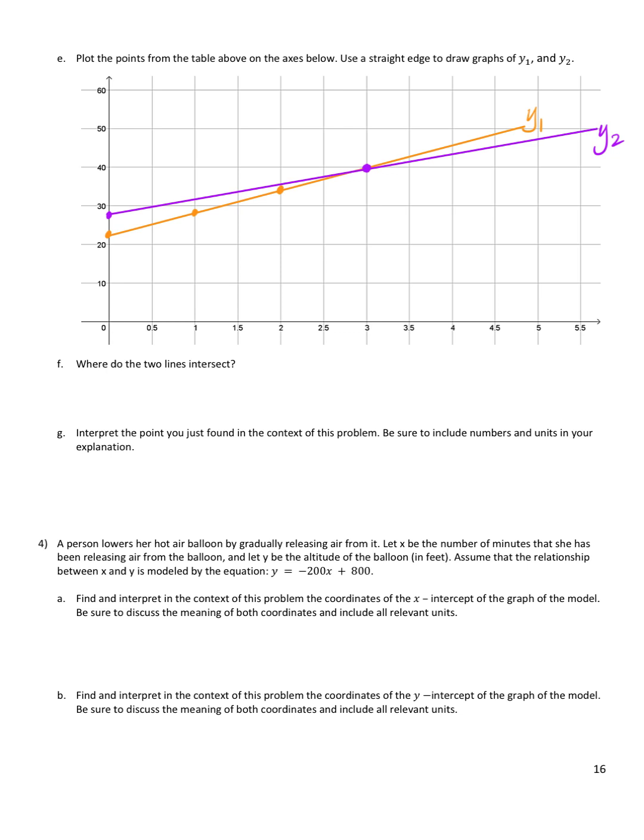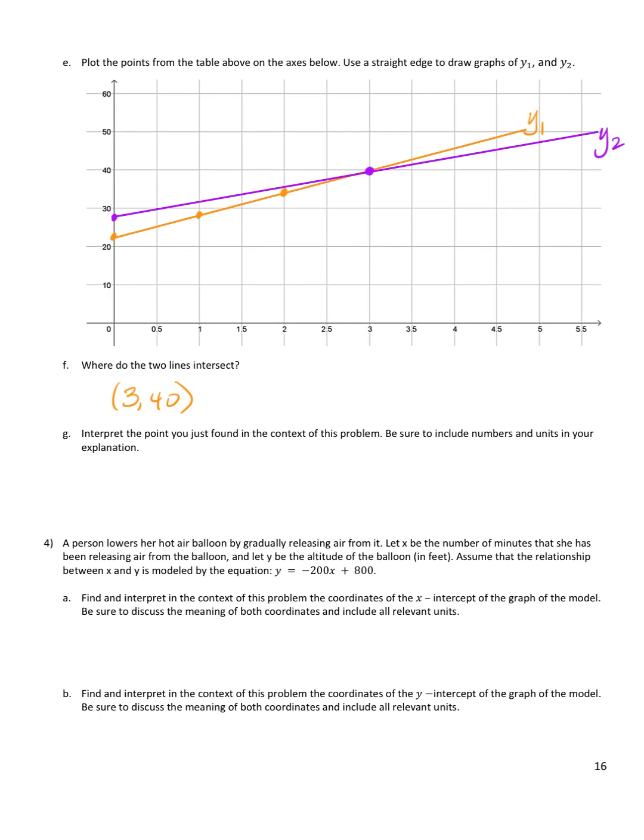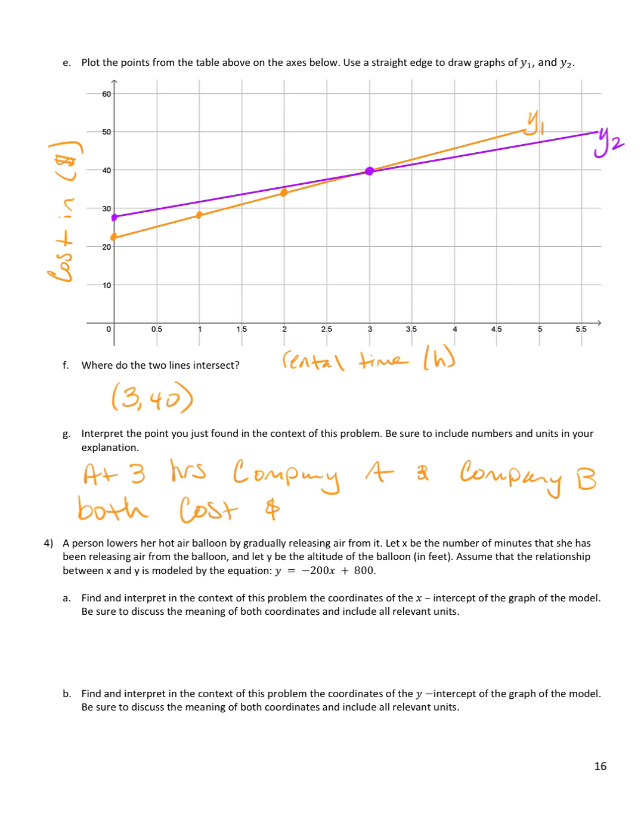Okay, so I've got the two lines drawn in, and where do they intersect? They intersect at the point 3, 40. Right here. And interpret this point in terms of the context of the problem. So the 3 is the x-coordinate, and the x-coordinate here was rental time in hours. So it's helpful to label your axes. And then the y-coordinate here is cost in dollars. So 3 is a rental time, 40 is the cost. So at 3 hours, company A and company B both cost $40. So we've answered the same question 3, 4 different ways here.